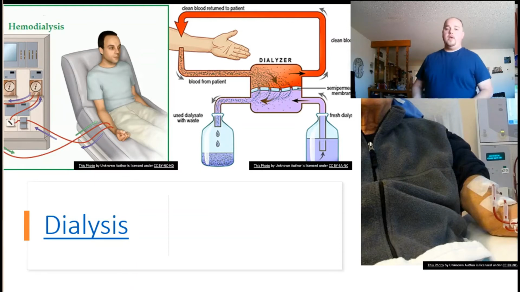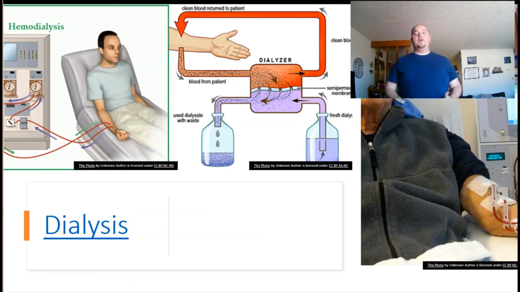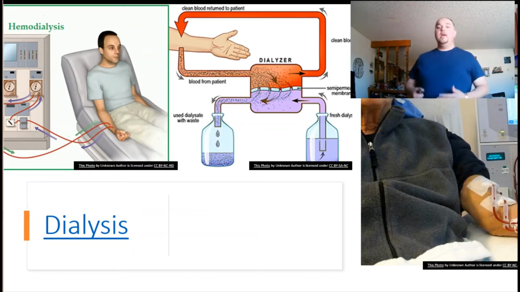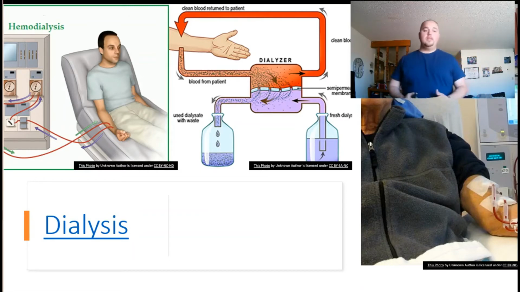We have kidney failure. When you have kidney failure, more than likely an individual is going to have to go through dialysis, sometimes 3 times a week, and it's going to last between 3 to 4 hours a day. Those individuals are going to have a fistula or graft put into their arm, and it's going to be a huge bulge.